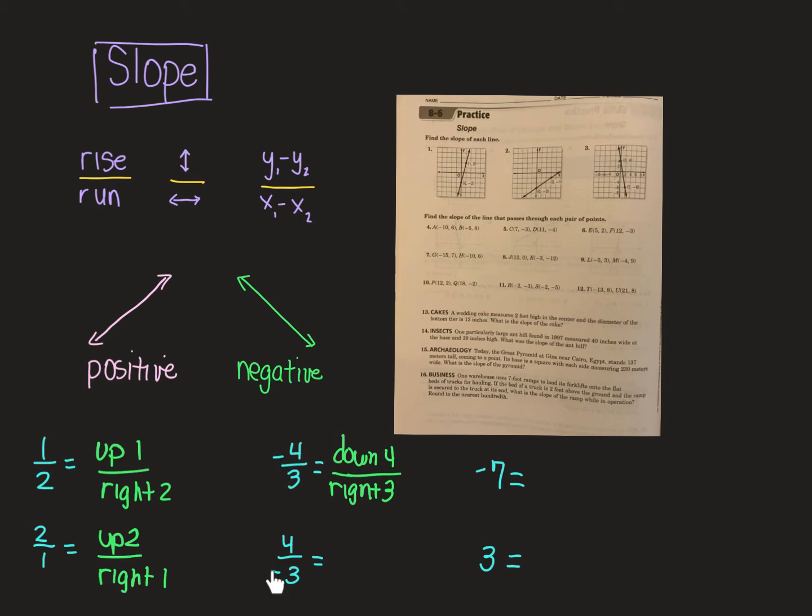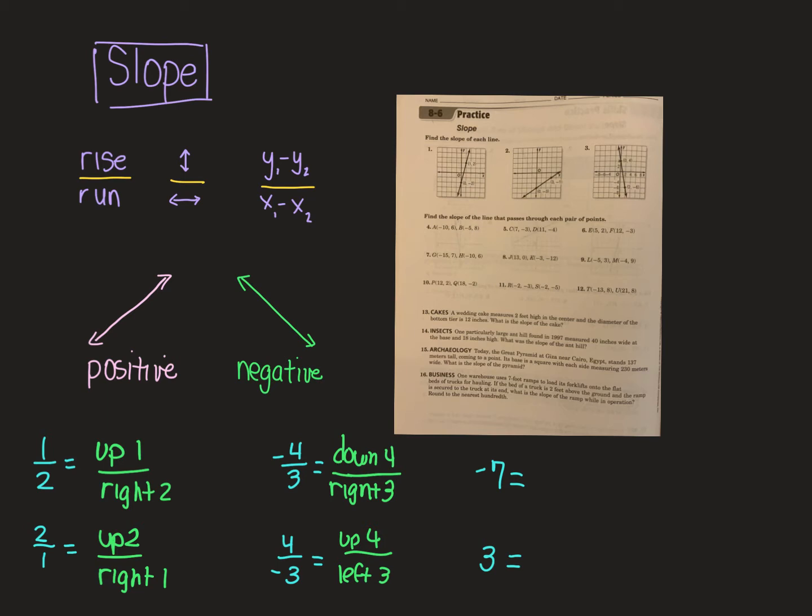If the negative is on the bottom of the fraction in the denominator, now my 4 is positive, so I'm going to go up. My 3 is negative, so I'm going to go left. Up 4, left 3. This is positive, this guy is negative. So it doesn't matter if you see a negative fraction, you can choose to change it. You can put the negative in the top or the bottom because in the end, it's the same thing.